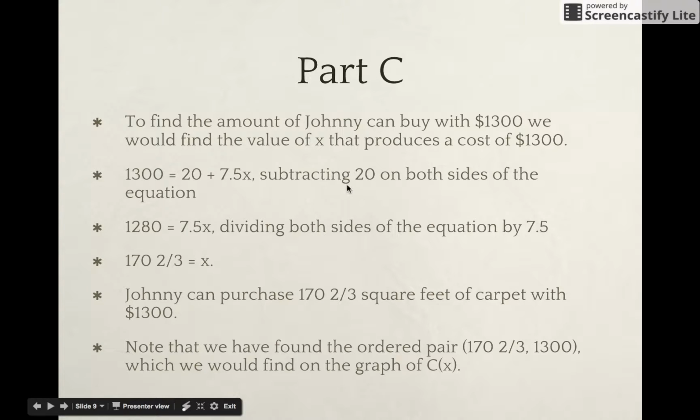So we'll subtract 20 on both sides of the equation, as well as divide both sides by 7.5. That results in x having a value of 170 2/3. And so Johnny can purchase 170 2/3 square feet of carpet with the $1,300 that he has. This would tell us the ordered pair (170 2/3, 1,300) is an ordered pair that we would see on the graph of C of x.